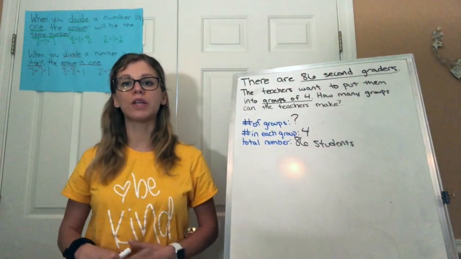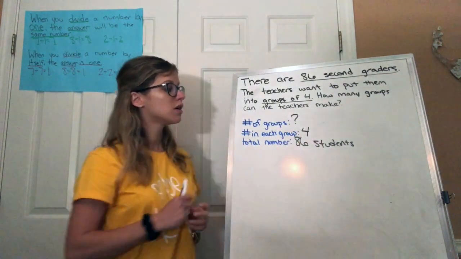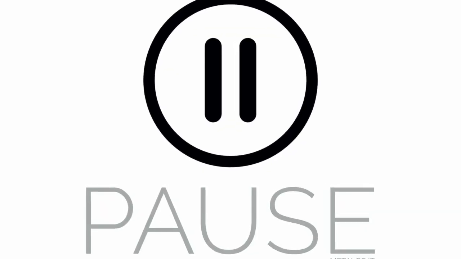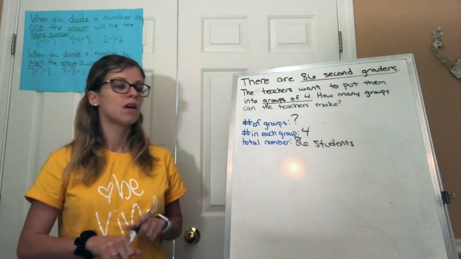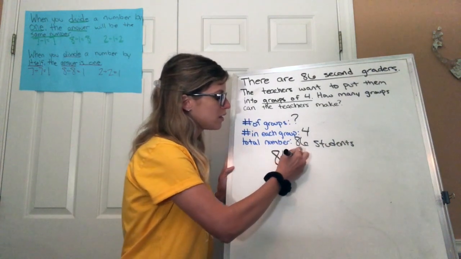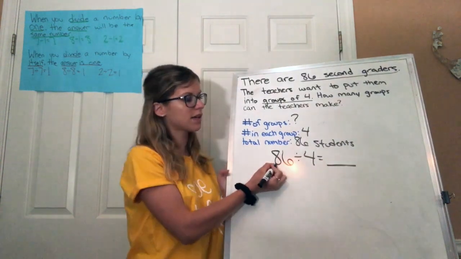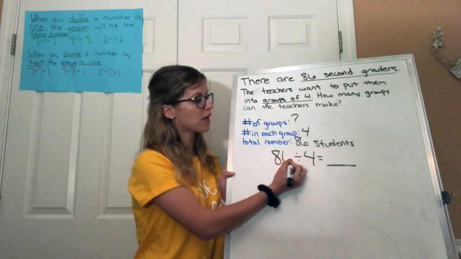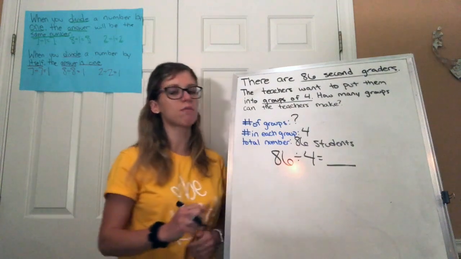So pause me and think about an equation that I can use to represent if there's 86 students and I'm putting 4 students in a group, how many groups can I make? An equation that I would use to represent this would be 86 divided by 4 equals what? So 86 represents my total number, or the number of students, that I'm breaking into groups of 4 in each, and now I need to figure out how many groups I can make.